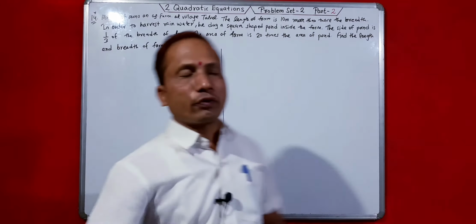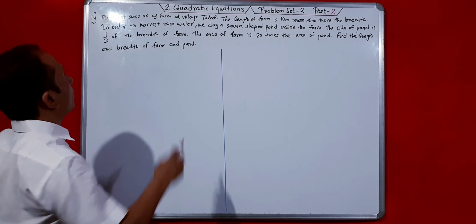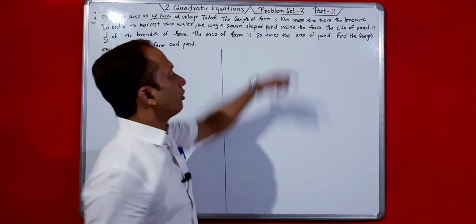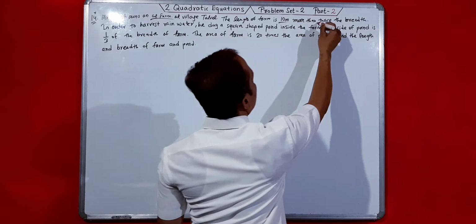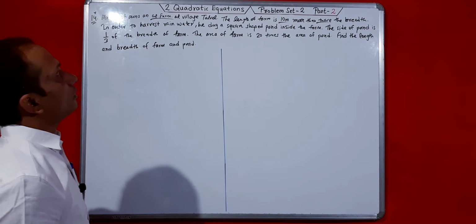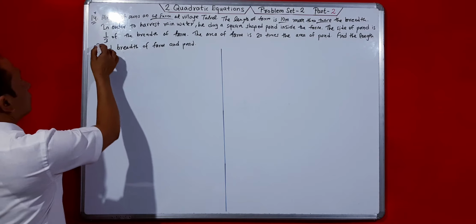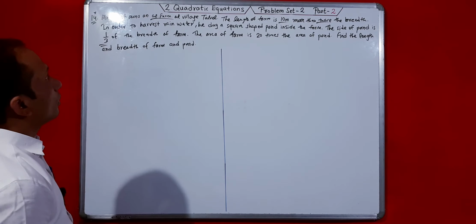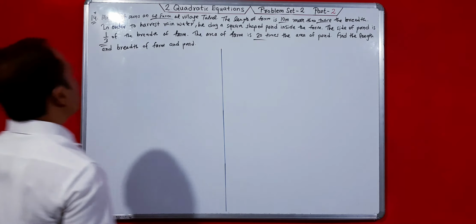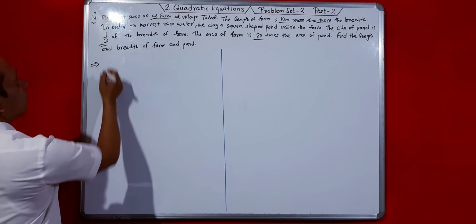So we'll solve the question number 14. In this question, Mr. Dinesh has an agricultural farm at village Talwell. The length of the farm is 10 meter more than twice the breadth. In order to harvest rainwater, he dug a square-shaped pond inside the farm. The side of the pond is one third of the breadth of the farm. The area of the farm is 20 times greater than the area of the pond. Find the length and breadth of the farm and pond. You have to find this. You read this very carefully.